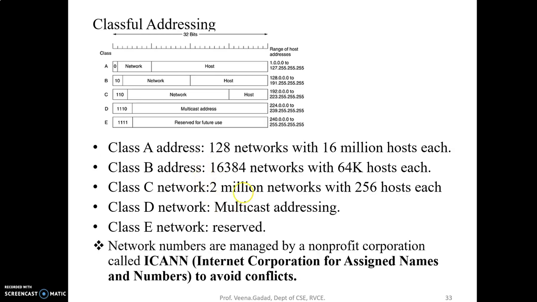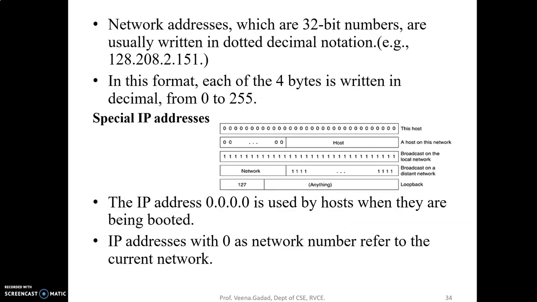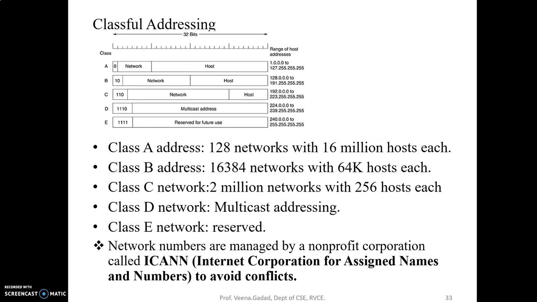Remember one thing, these network numbers are managed by a non-profit organization called ICANN, which stands for Internet Corporation for Assigned Names and Numbers. So if you want to purchase an IP address, you have to produce the necessary documentation, how many hosts you will have within your organization, how many networks you will have, etc., to this organization. Only then will you be allocated the IP addresses.